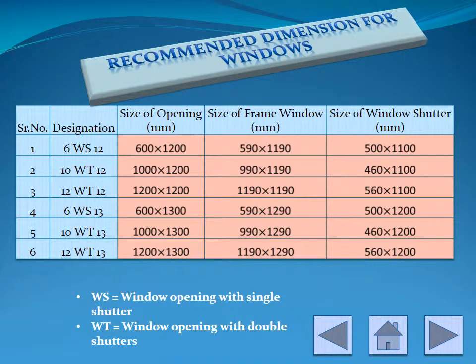This is a recommendation for windows. We have the size of the window frame and the size of the window shutter. You can see the figures there: 600 by 12, 590 by 190, and 500 by 110. You can see we have the labels over there. WS means window opening with single shutter. WT means window opening with double shutter.